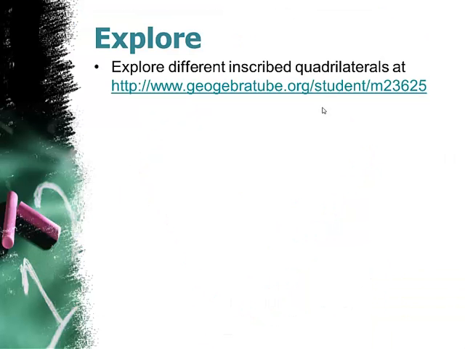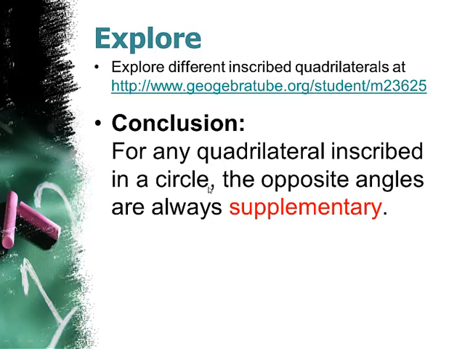So based on what we found out, we can say that for any quadrilateral inscribed in a circle, the opposite angles in the quadrilateral are always supplementary. And that's because one's going to do one part of the circle, the other one's going to do the other part of the circle. Together, they do the whole circle, which is 360. 360 divided by 2 is 180. So they have to add up to 180.